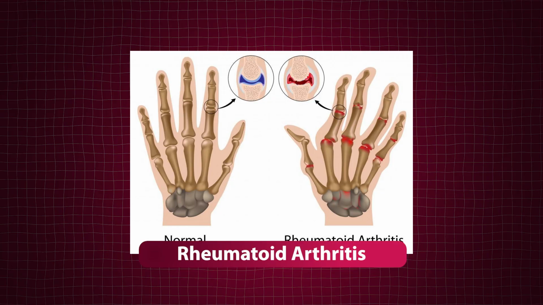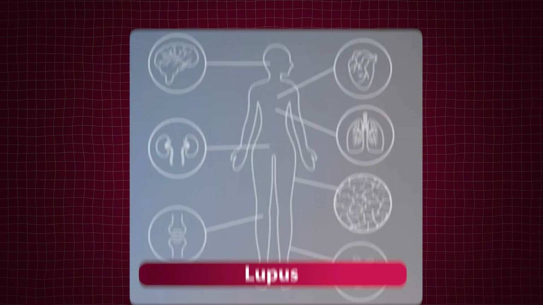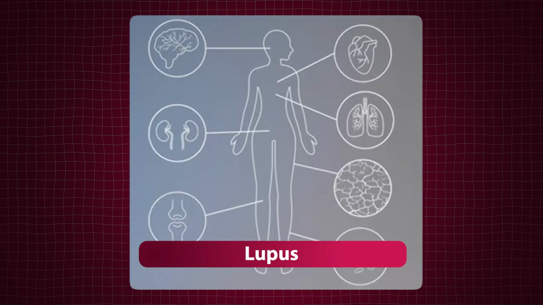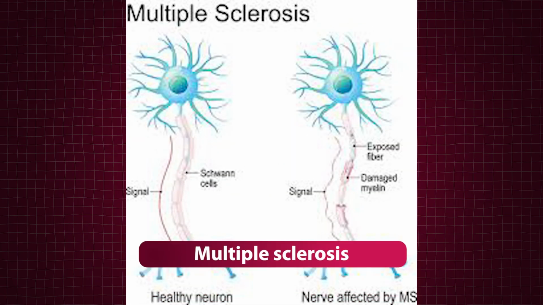Rheumatoid arthritis, which affects the joints, causing pain, swelling, and stiffness. Then we have lupus. This is a systemic disease that can damage the skin, joints, and internal organs. Then the third one is multiple sclerosis. This is a neurological condition where the immune system actually attacks the protective covering of the nerves.